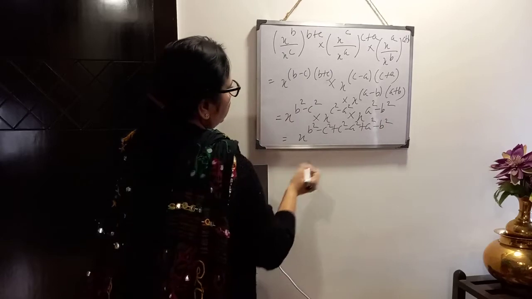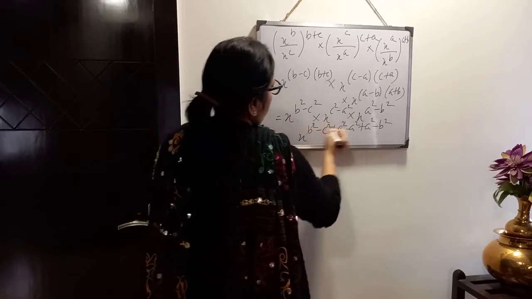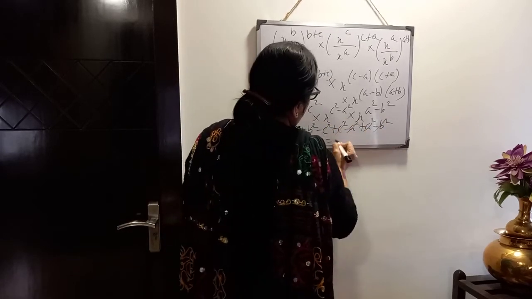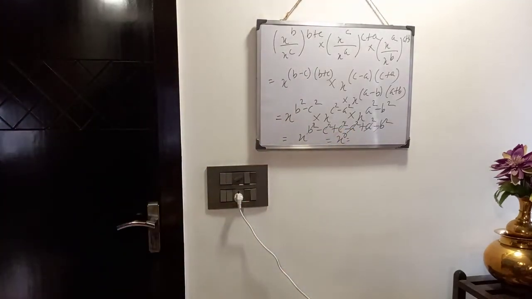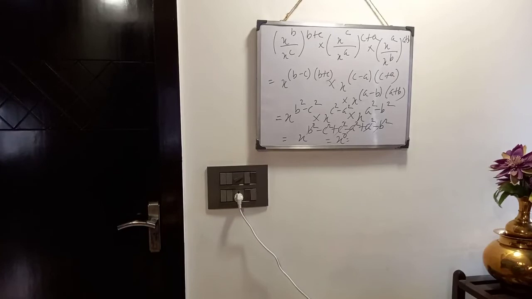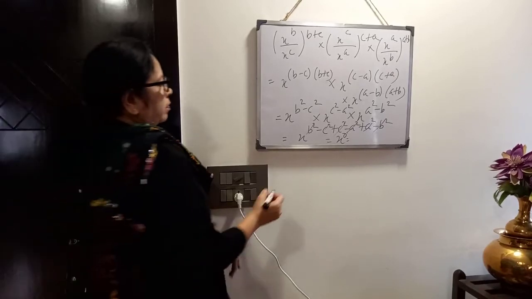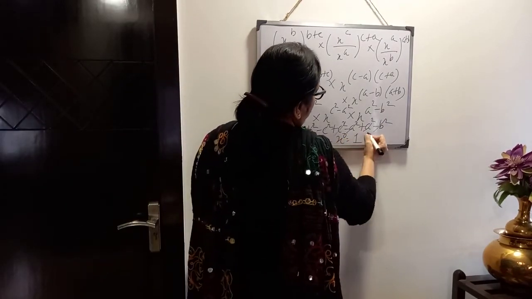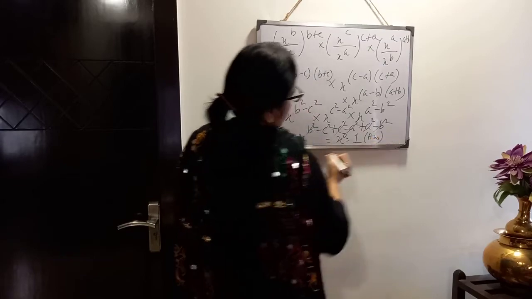Now see, plus minus, so everything is cancelled out. So again it is coming x to the power 0. I had told you that x to the power 0 means value will be 1. Here this is 1.